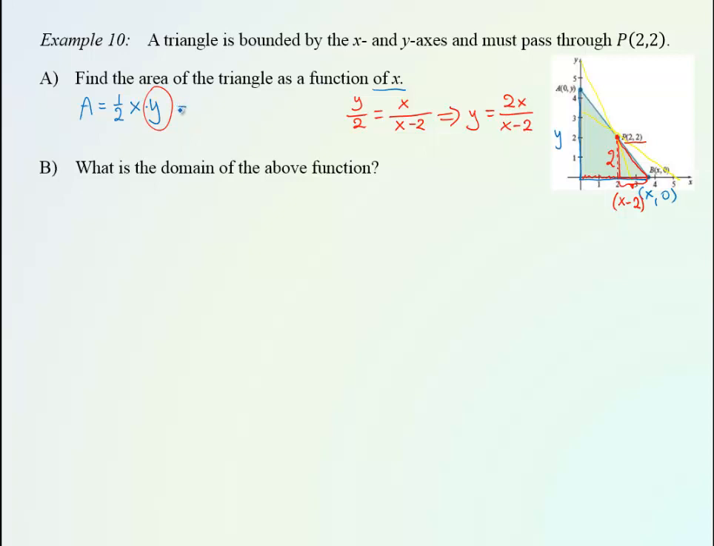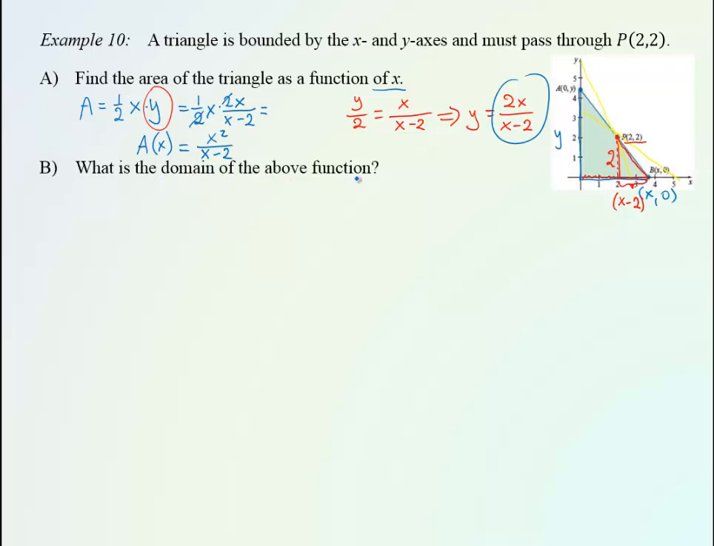So now we're ready to finish our function. It is 1/2 x, and instead of y, we have this expression times 2x over x minus 2 equals, after simplifying, the 2 is gone, and we can write just x squared over x minus 2. So the area is expressed in terms of x only, and it is a rational function, x squared over x minus 2.